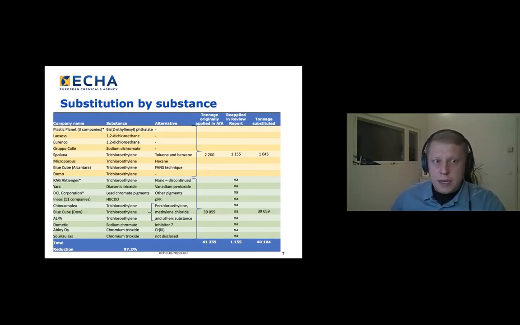But RAG Aktiengesellschaft were using TCE. They applied for a 4-year application, but they couldn't find any alternatives for their use. This is a coal mining activity, but they didn't intend to use that substance beyond the 4 years, because they were anticipating that the operations at the coal mining facilities will cease, and therefore this use has been effectively discontinued. DCL Corporation is lead chromate pigments that we use. There was a court case and an appeal which led to the withdrawal of the AFA, and DCL Corporation decided to stop supplying the substance to the downstream users and later on switch to other pigments.